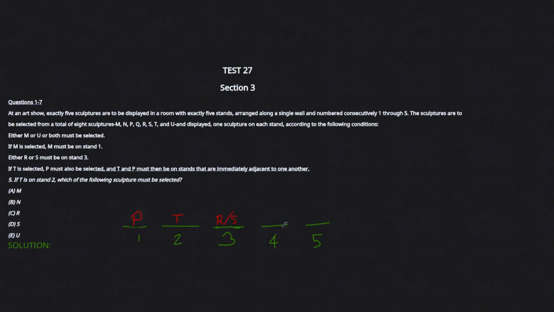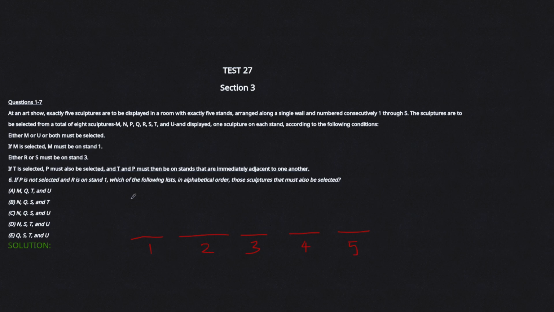Now we're left with two spaces, 4 and 5. Now we know from condition 1, either M or U or both must be selected. So we need either an M or a U or both in these two spaces. But there's a catch. You cannot have M because if M is selected, it must go on stand 1. But we already have P at stand 1. So by that logic, you cannot use M. So you can use U either at number 4 or at number 5. So that's basically the catch. So U has to be the one that needs to be selected. So the answer is U.